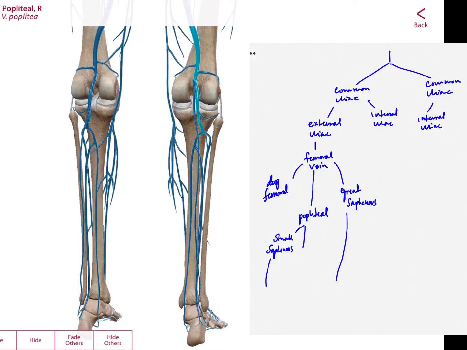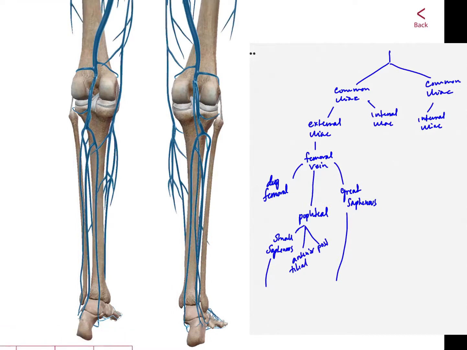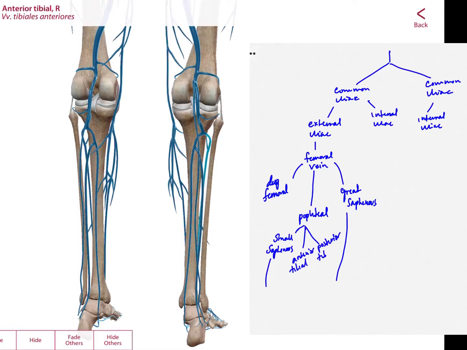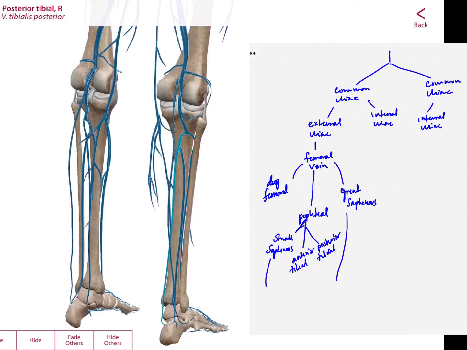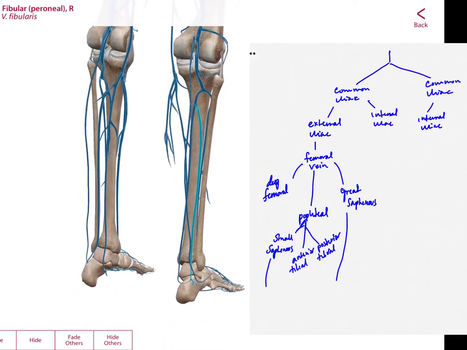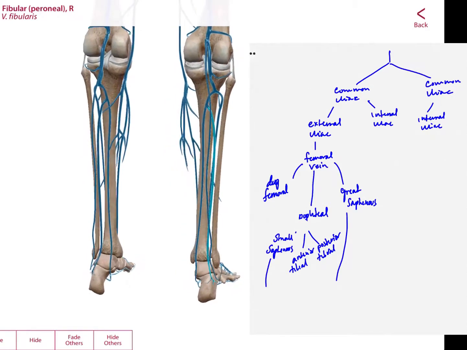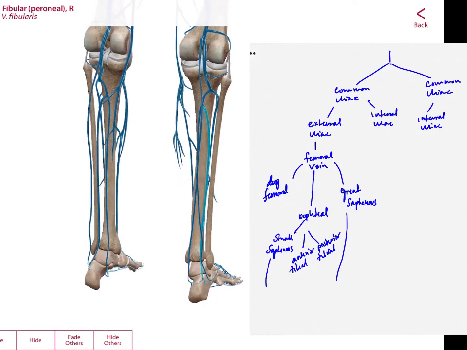Then we have that popliteal splitting into that anterior tibial and posterior tibial. Now I want you to notice that here, instead of the anterior split occurring much earlier than the posterior, they're kind of at the same level. So here's the anterior split and the posterior split. And then you've got that posterior once again splitting into that fibular or peroneal.